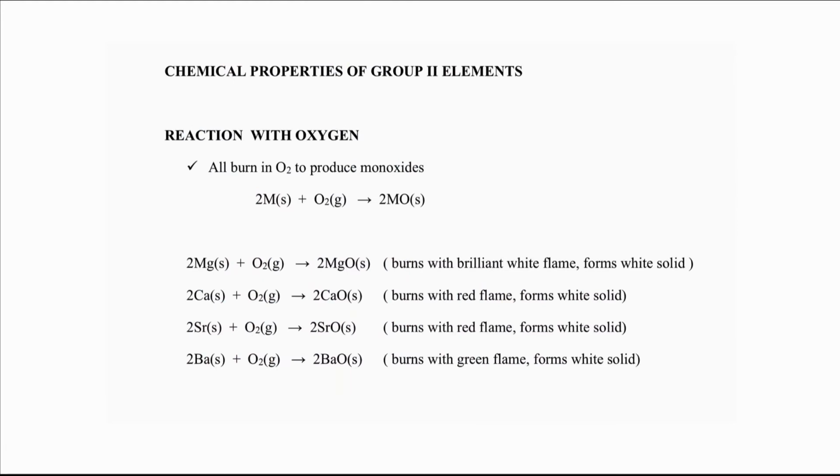Next, we will go into the chemical properties of group 2 elements. First of all, we will go into the reactions of group 2 elements with oxygen. This is the general equation for a group 2 metal reacting with oxygen, producing a group 2 oxide. We just need to burn them in the air. Oxygen from the air will react with the group 2 metal to form a monoxide.